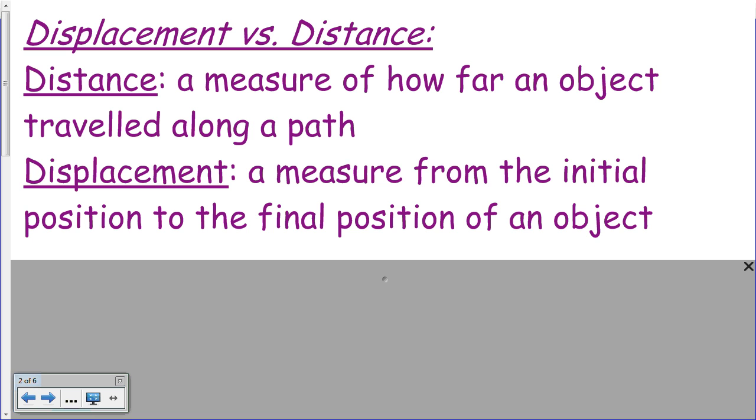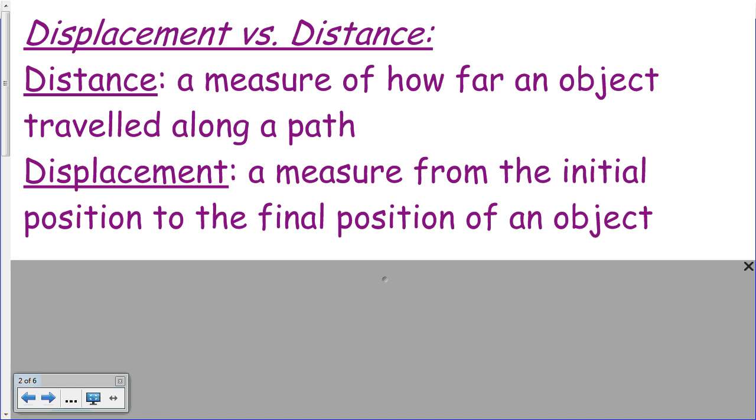On the other hand, displacement is a measure from the initial position to the final position of an object. So in other words, if you start at point A and you're going to point B, it doesn't matter what path you took to get there. You just have to measure how far it is from point A to point B. The length of that tells you the displacement. That's the difference between the two.